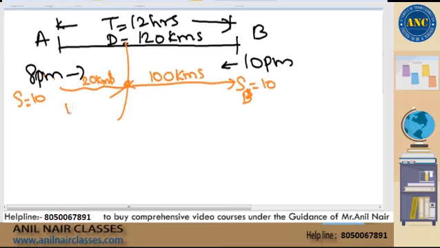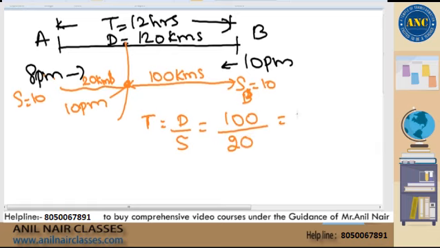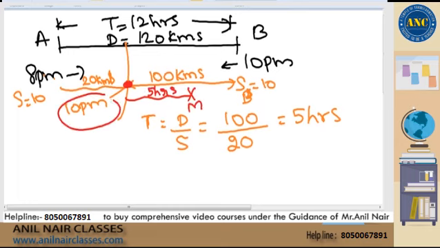This is a point of 10 p.m. Speed is distance by time. Time is the distance by speed. Distance is 100. Speed is nothing but relative speed. Opposite is 10 plus 10, 20. 100 by 20 is 5 hours. That means from 10 p.m. they will travel for 5 more hours, and that becomes the meeting point. From 10 p.m. if they travel for 5 more hours, what will be the answer? 11 p.m., 12 a.m., 1 a.m., 2 a.m., and finally it is 3 a.m.